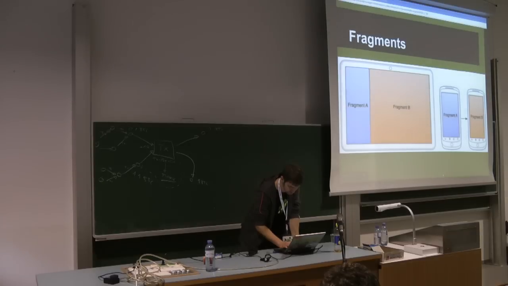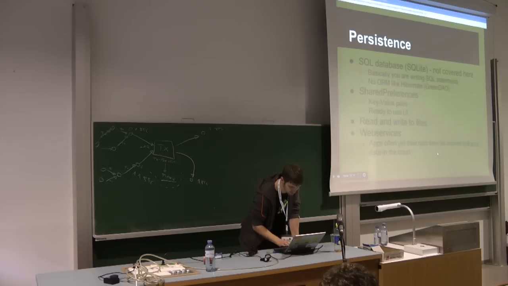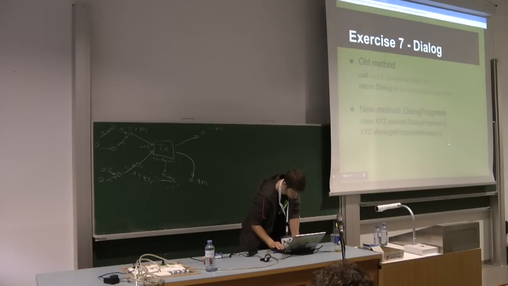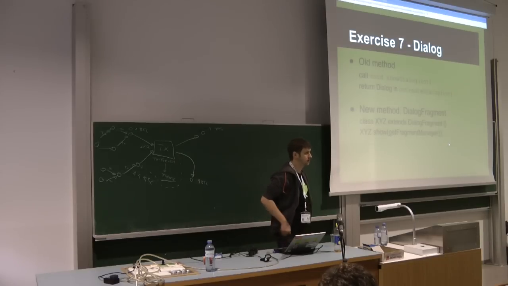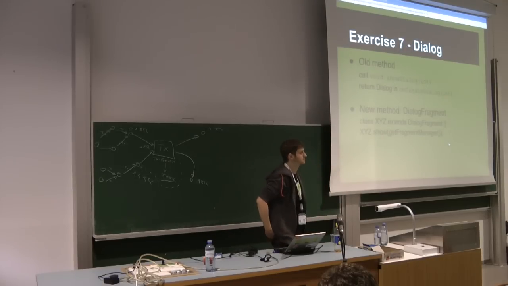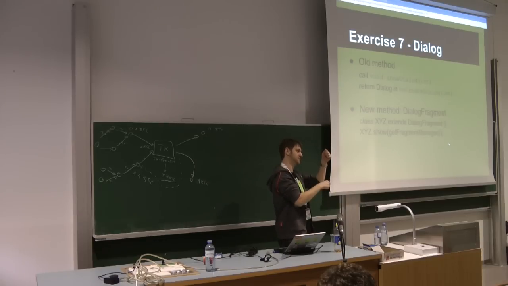Another thing I want to show you is persistent dialogues. Dialogues. Okay, dialogue. There was an old method, show dialogue. You called the method show dialogue with an identifier, an integer, and you had to override the method onCreateDialog and return the dialog that you wanted to show. That was done this way because the activity had to recreate the dialogue for you if the rotation has changed. So you just had to return the dialogue, and the activity takes care that the dialogue is recreated.